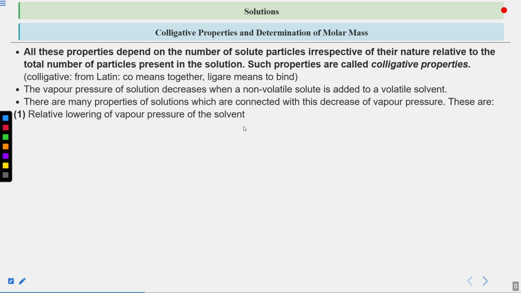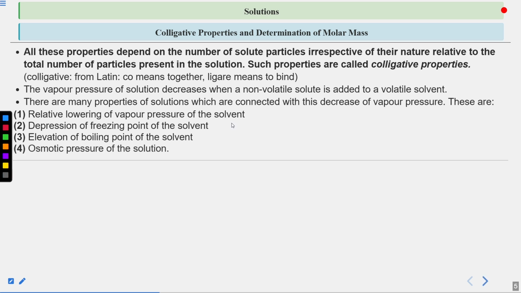What are these properties? First is relative lowering of vapor pressure of the solvent. Second is depression of freezing point of the solvent. Third is elevation of boiling point of the solvent. And the last one is osmotic pressure of the solution. So the main idea of this slide is that the change in the colligative property is independent of the nature of the solute. It is only dependent upon the number of solute particles.